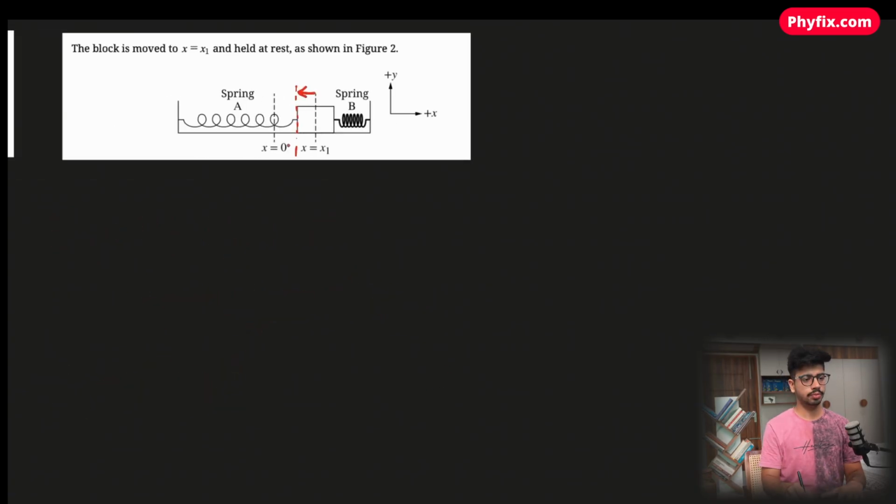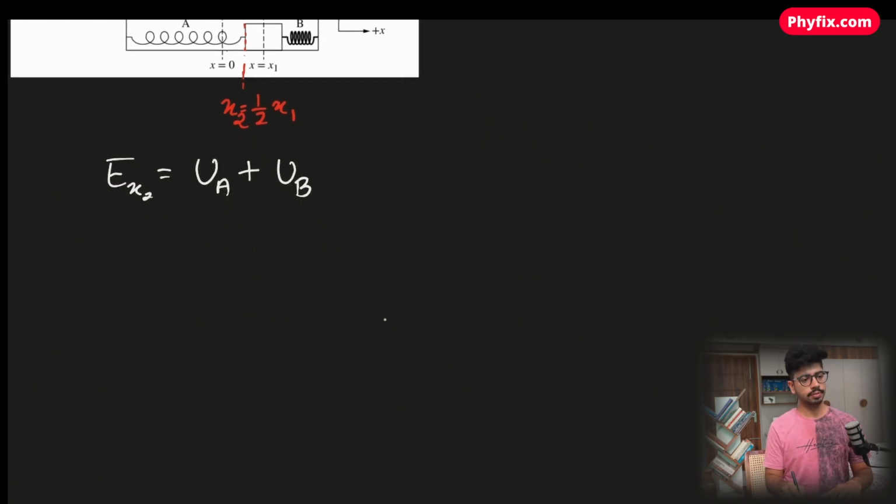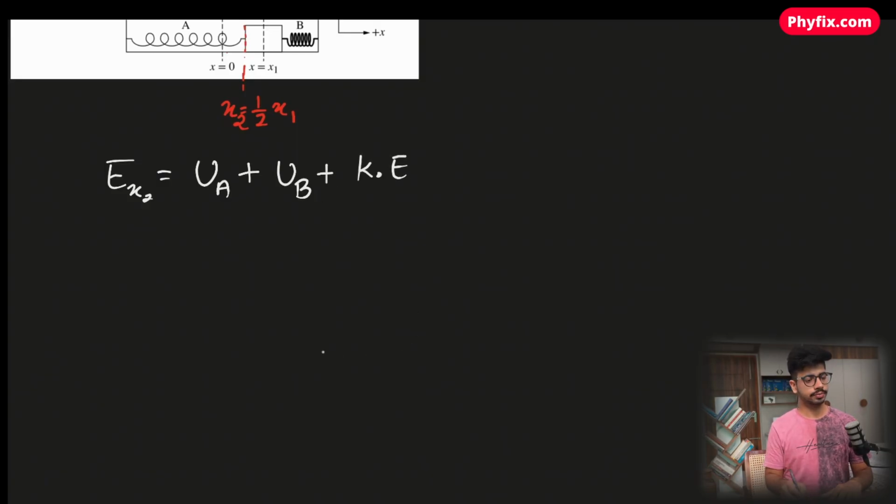When it travels a distance from here, it will convert to some kinetic energy. So x is equal to half of x1. We have to find out the total energy, because the total energy of the system is not going to change. Let me call it the x2 position. So the total energy E total at x2 will be the potential energy in A plus the potential energy in B plus the kinetic energy in the system.